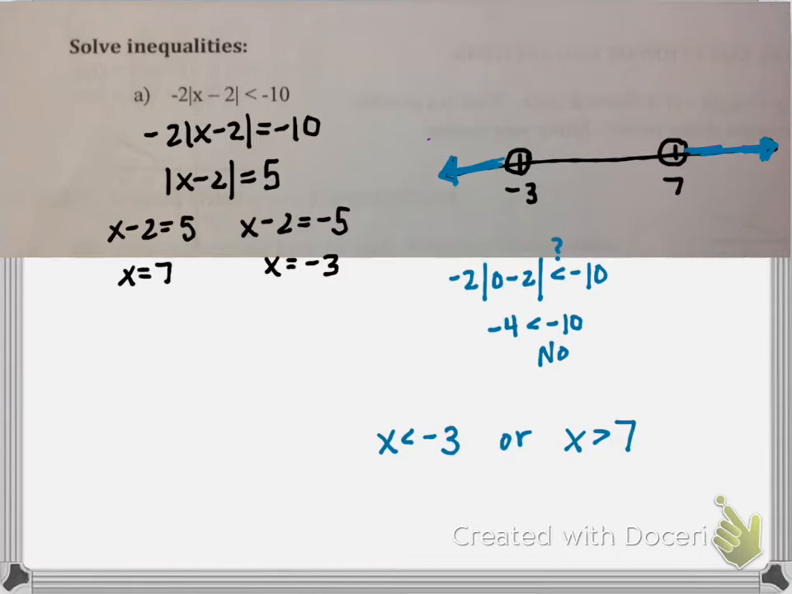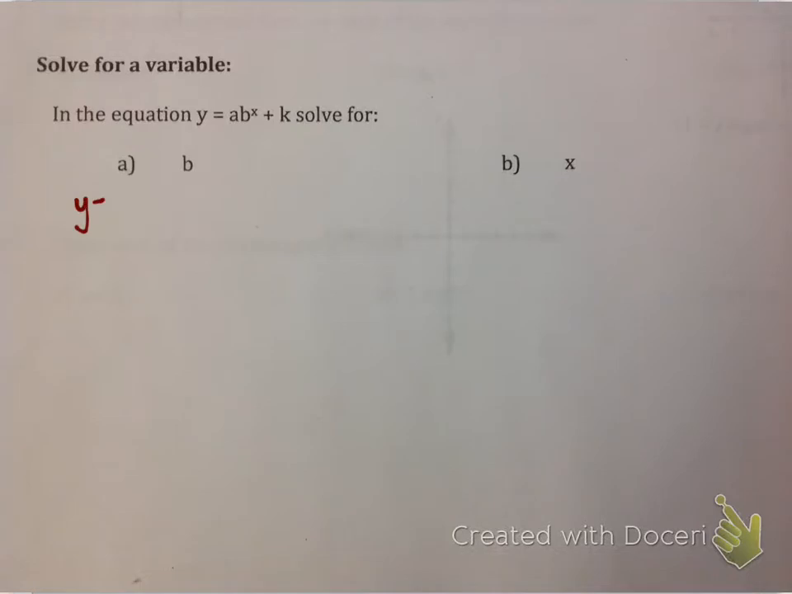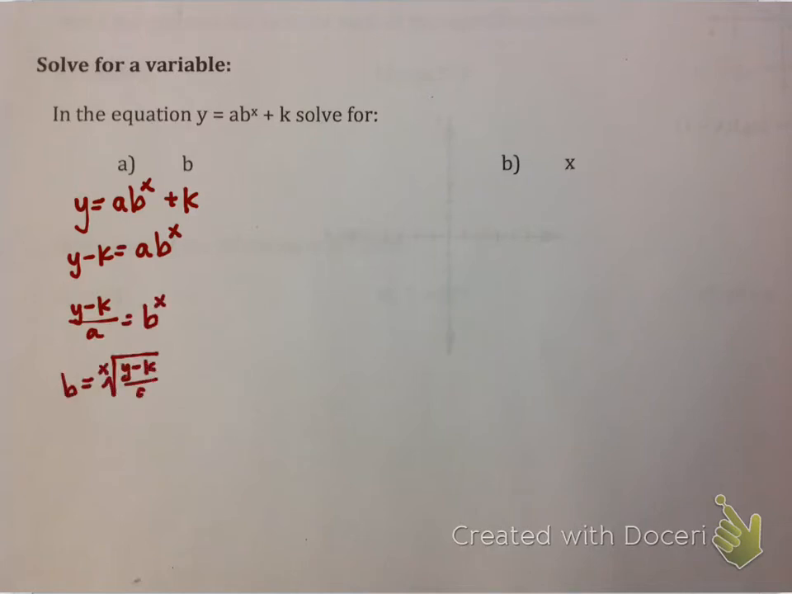Okay. And last problem, and then you're done making test corrections. This problem asked us to take this equation y equals a times b to the x power plus k and solve it for a couple different variables. The first one was b, and so I just subtracted k from both sides in this step. And then I divided both sides by a to get to this step. And then I just took the x root of both sides.